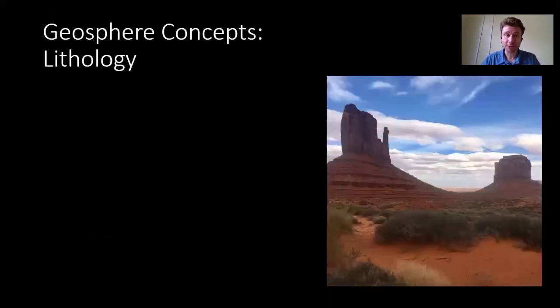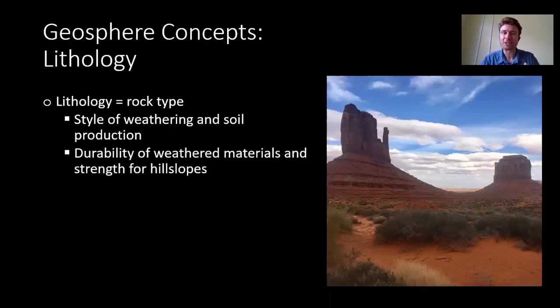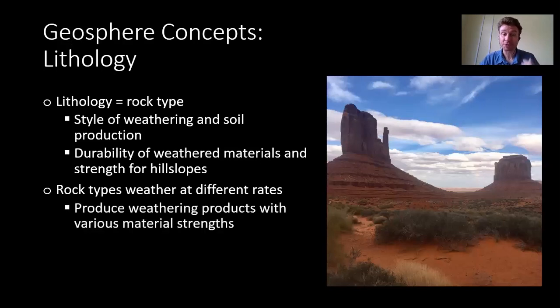And for geosphere concepts, we can talk about lithology. And lithology really means rock type. Somebody had a question of, I wonder what rock is making up that hill slope. When you wonder that, you're asking questions about lithology, right? And lithology can control the style of weathering and soil production. It controls the durability of weathered materials and the strengths of a certain hill slope. And it ultimately boils down to rock types weather at different rates, right? And they produce products with various material strength.